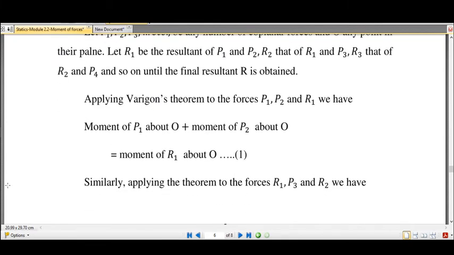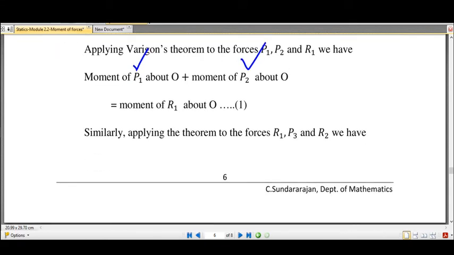Now apply the Varignon theorem to the forces B1 and B2 and R1. Therefore, the moment of B1 about O plus the moment of B2 about O is equal to the moment of R1. What is R1? R1 is the resultant of B1 and B2. Similarly, we apply the Varignon theorem to R1, B3 and R2. Here R2 is the resultant of R1 and B3.